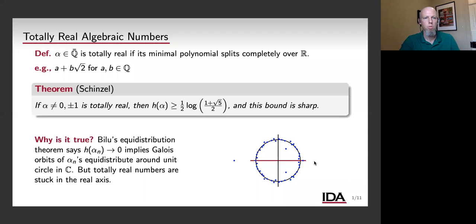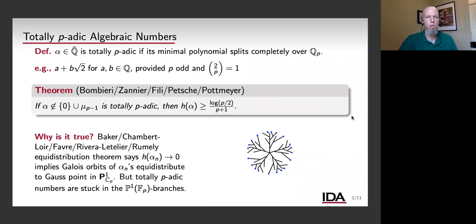All right, so continuing with this analogy, let's talk about totally p-adic algebraic numbers. A number is totally p-adic if its minimal polynomial over Q splits completely over Q_p. So this is my analogy with the totally real case. Another way to think about this, a little more number theoretic if you like, is that p splits completely in the number field generated by alpha. Okay, so the ideal p splits completely into residue degree 1 ideals in here.